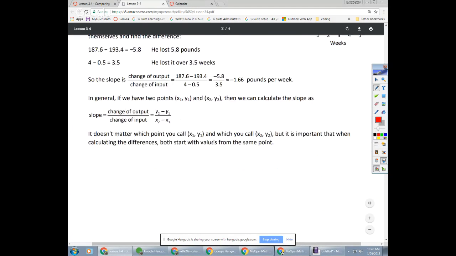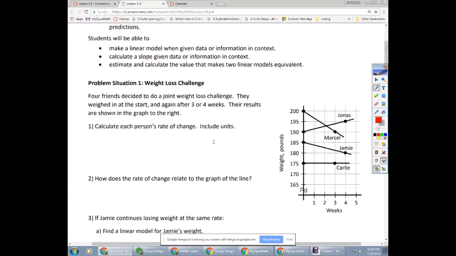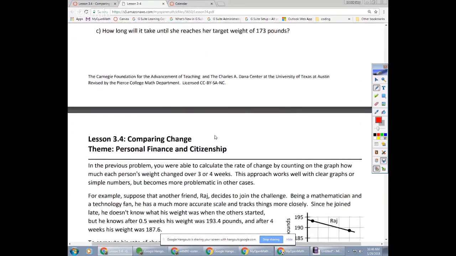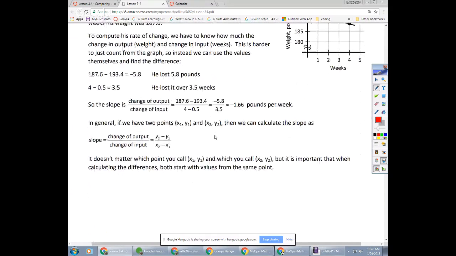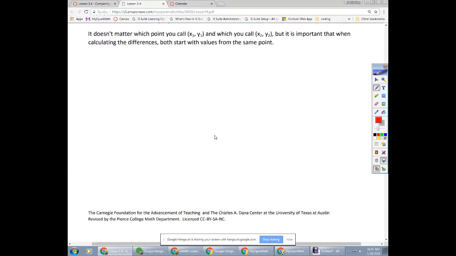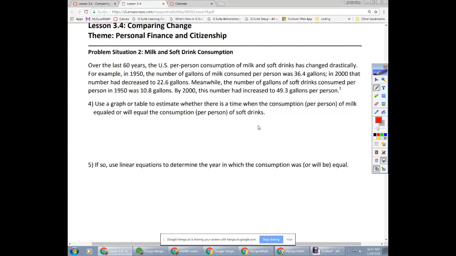So what I'd like you to try and do for homework tonight is see if you can work through the first page. Then we'll sit down together and I'll have you compare with your neighbors right away on the first page, and then we'll jump in soon after that on the third page, the soft drink versus milk problem.